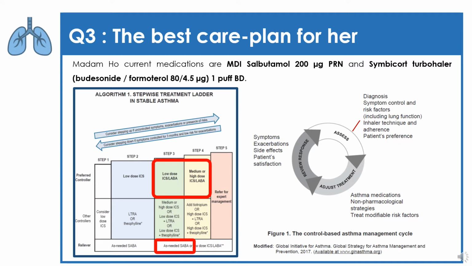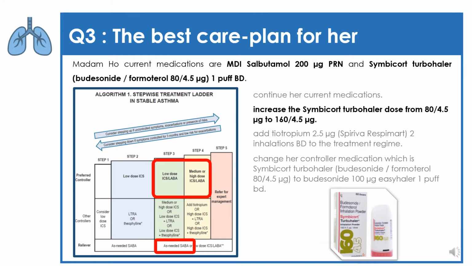Currently, she is on low dose Symbicort Turbuhaler as controller medication. Symbicort is the combination of budesonide, which is an inhaled corticosteroid, and formoterol, which is a long-acting beta agonist. We might suggest to the physician to increase the dose of Symbicort to medium or high dose. The answer for this question is to increase the Symbicort Turbuhaler dose from 80/4.5 microgram to 160/4.5 microgram. We can't continue her current medication since she has not achieved the therapeutic goal.